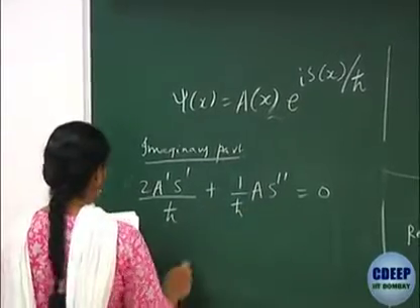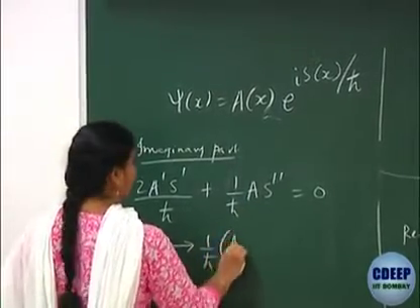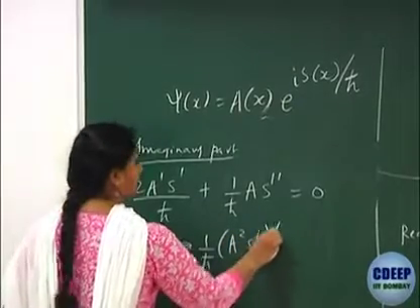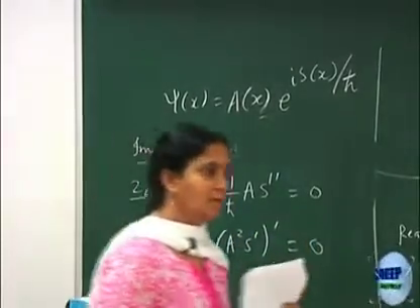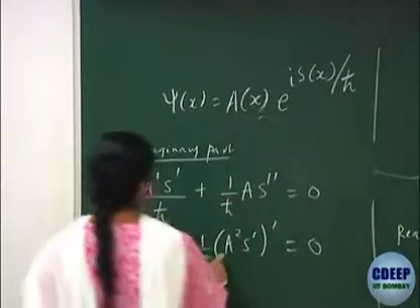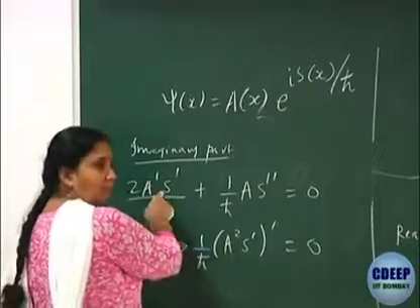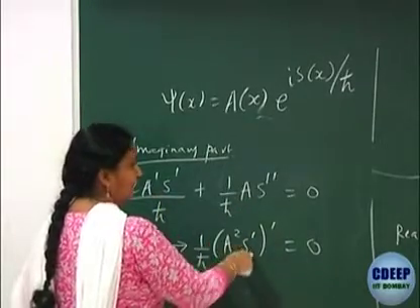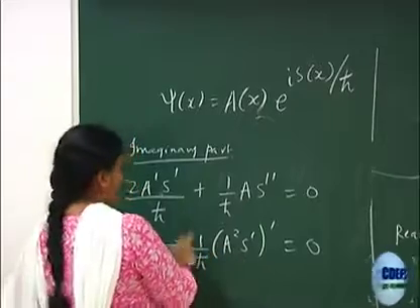This can be simplified further. Can you simplify? A squared S prime the whole prime equal to 0. Correct? So, that will give you a 2 factor: 2A times A prime, and this will give you A squared times S double prime. One A you can cancel. So, you will get back this.